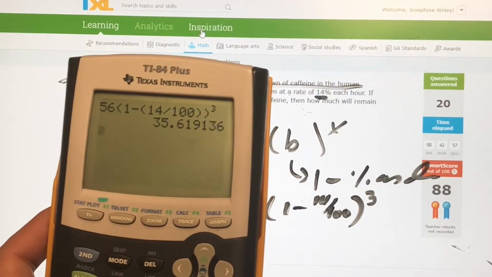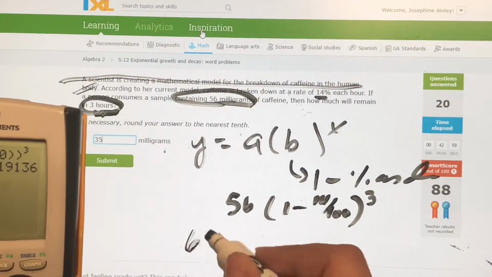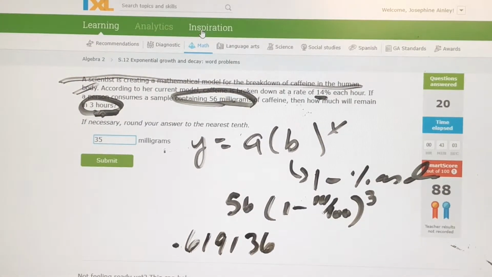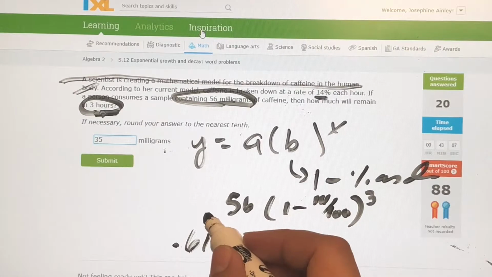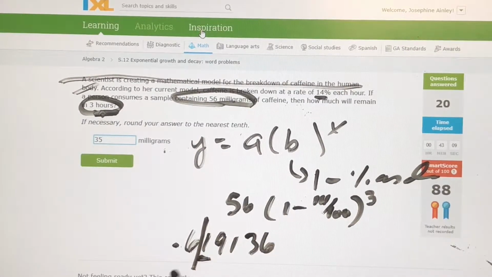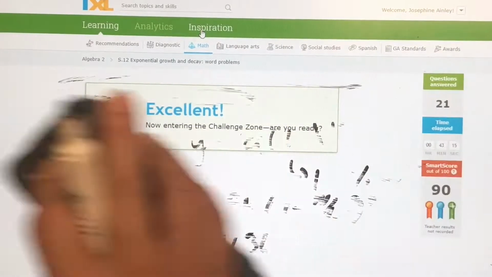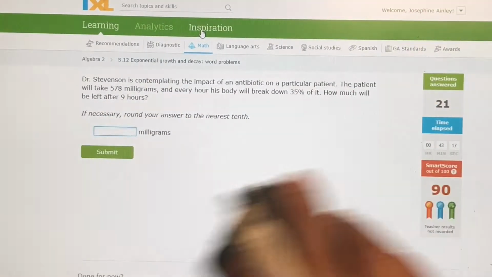So 35. And then my decimal part is 619136. Now let's read what the question says. It says the nearest tenth. So the nearest tenth is 1 number after the decimal. So 1 number after the decimal, what does that 1 do? Nothing. So it's just going to be 0.6. Okay, and that's pretty much what you have to do.